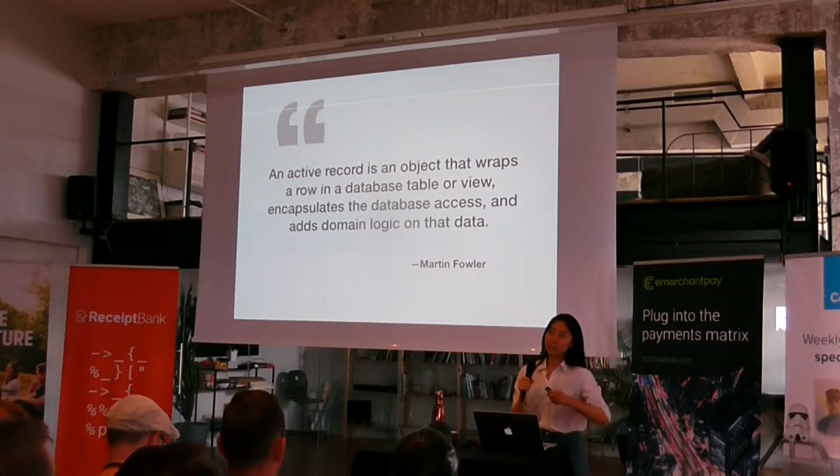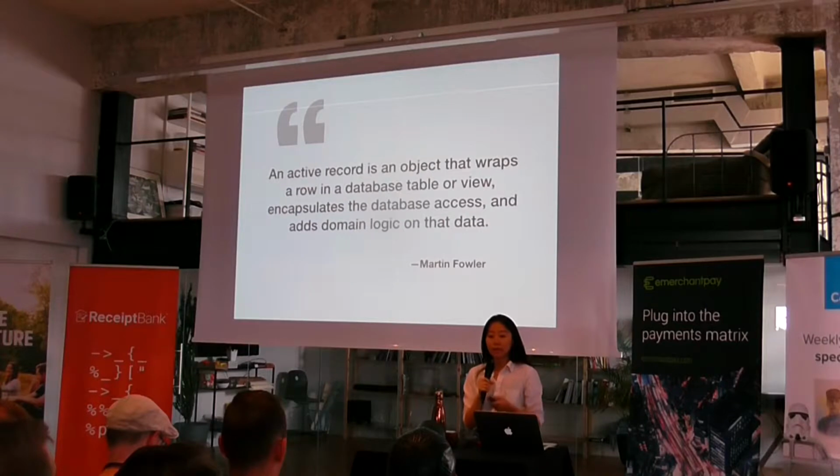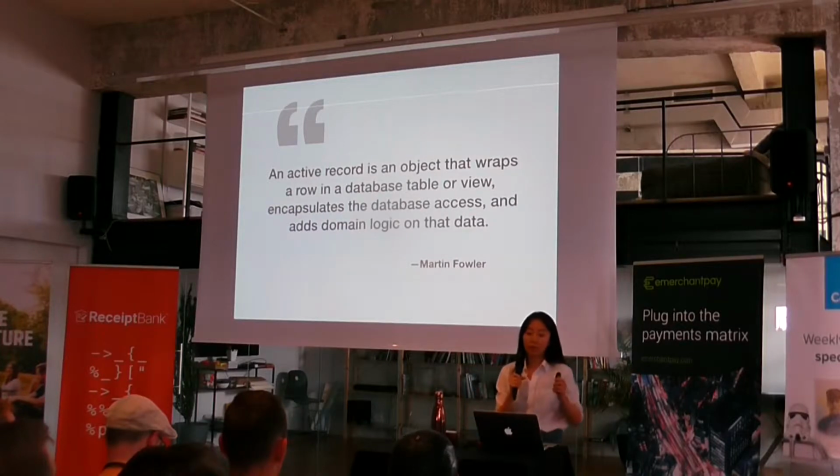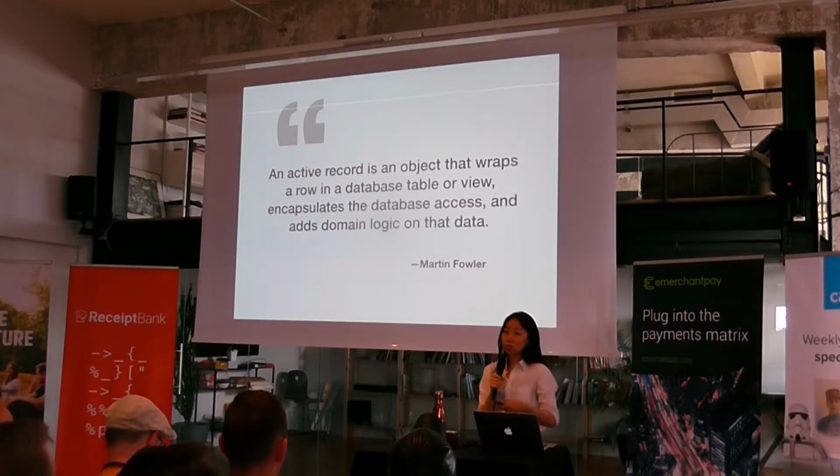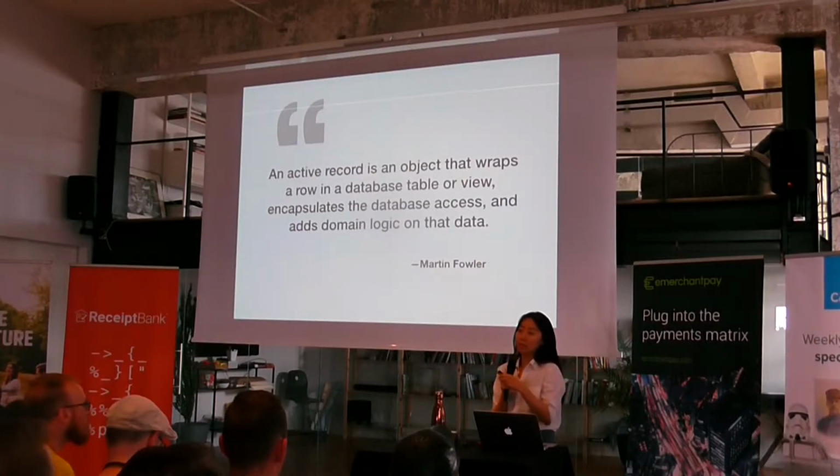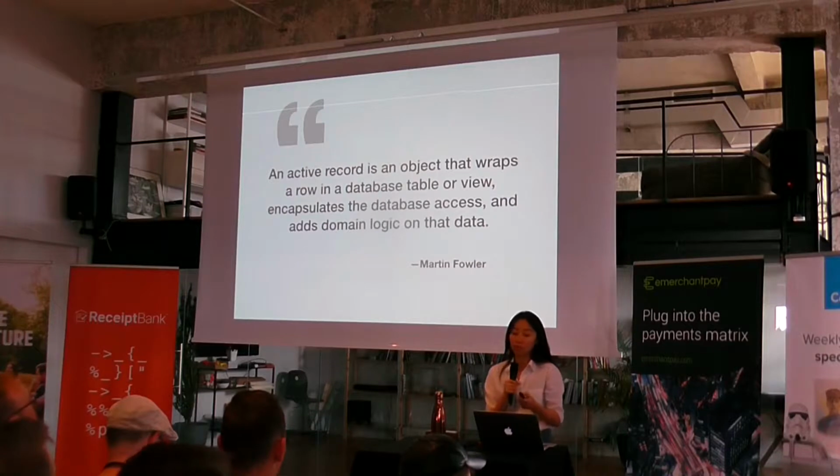It does that through this class called ActiveRecord base that basically maps to a row in an underlying database table. It's got functions on it like create and update, as well as properties that correspond to the table columns. And that's basically that bit about encapsulating database access. And finally, when you're using ActiveRecord, your models will usually subclass ActiveRecord base, and that's what allows you to add domain logic on top of that data.